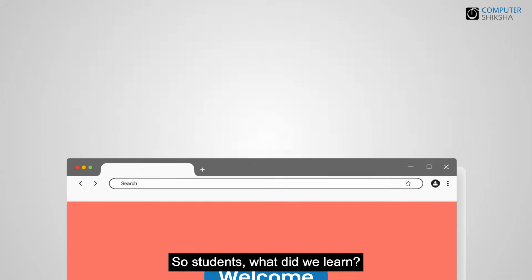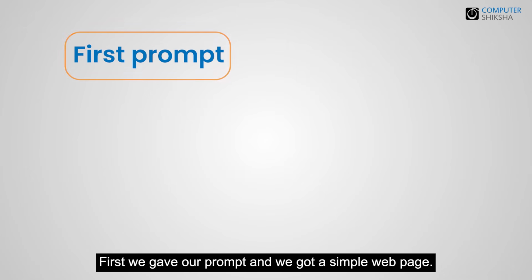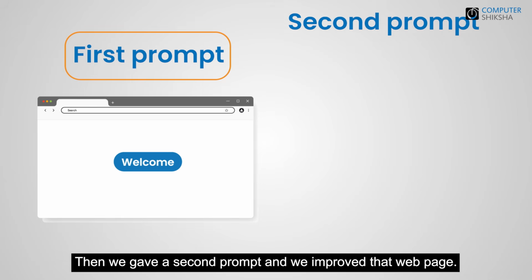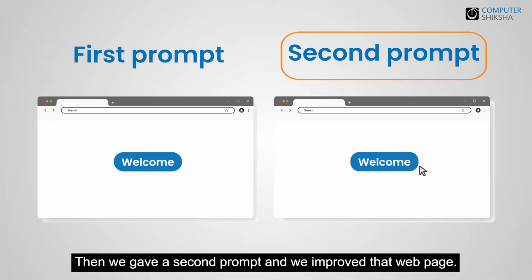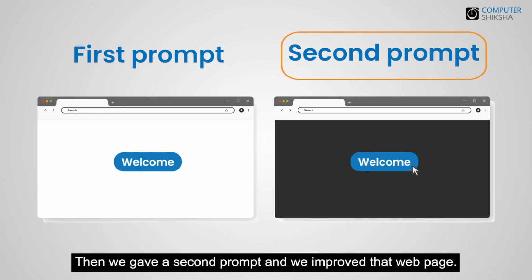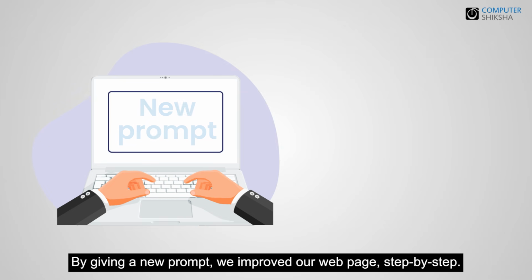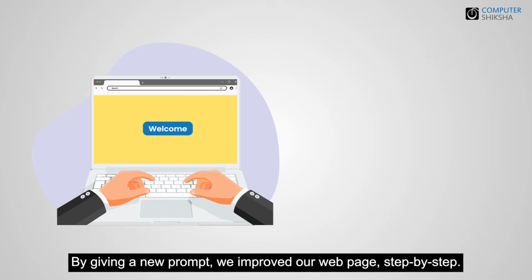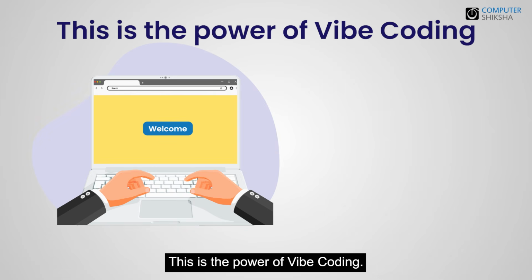So students, what did we learn? First we gave our prompt and we got a simple web page. Then we gave a second prompt and we improved that web page. So students, what happened here? By giving a new prompt, we improved our web page step by step. This is the power of Vibe Coding.